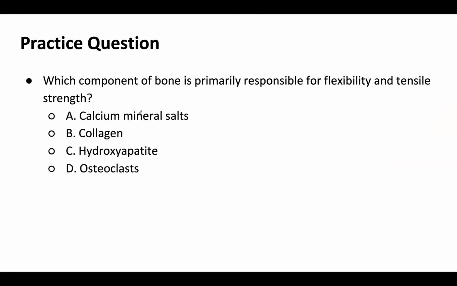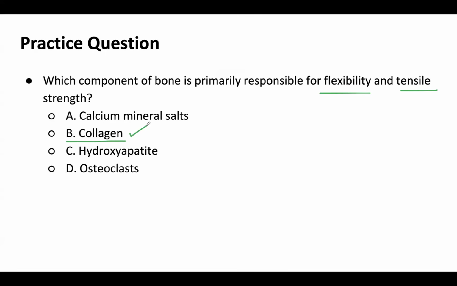All right, excellent. We have reached the practice question, and this should be very fresh in your mind. Which component of bone is primarily responsible for flexibility and tensile strength? Pause the video and come up with your answer. And when you're ready, let's discuss how B, or collagen, is going to be the correct answer.